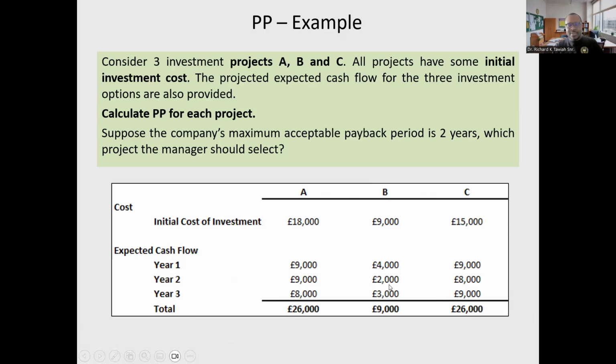Left with 3,000. So this one will pay you back in 3 years. So if you want me to choose between A and B, I'll go for A because A paid me within the 2 years threshold, whereas B paid me 3 years exactly. What about C? That's what we're going to look at.